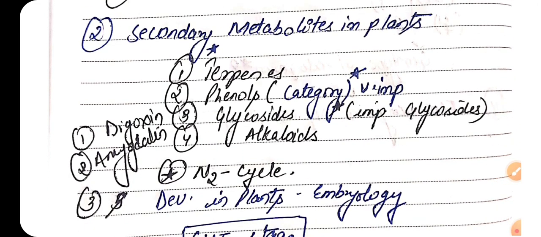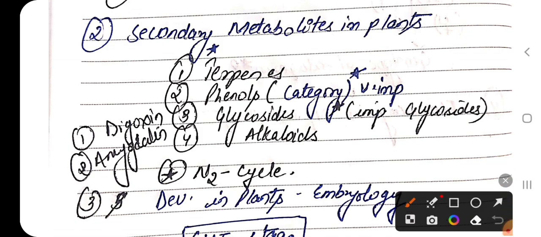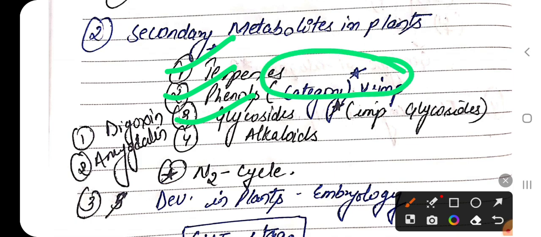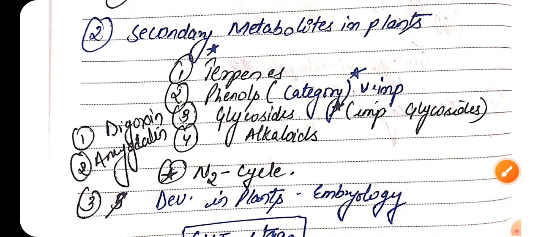Second is secondary metabolites in plants. In secondary metabolites, I think more important will be all three of them, that is terpenes, phenols, and glycosides. Out of phenols, you should know what the categories are, as with lignins, as I gave you in the exam, that which category does lignin belong to. So you should know the examples or categories of phenols.